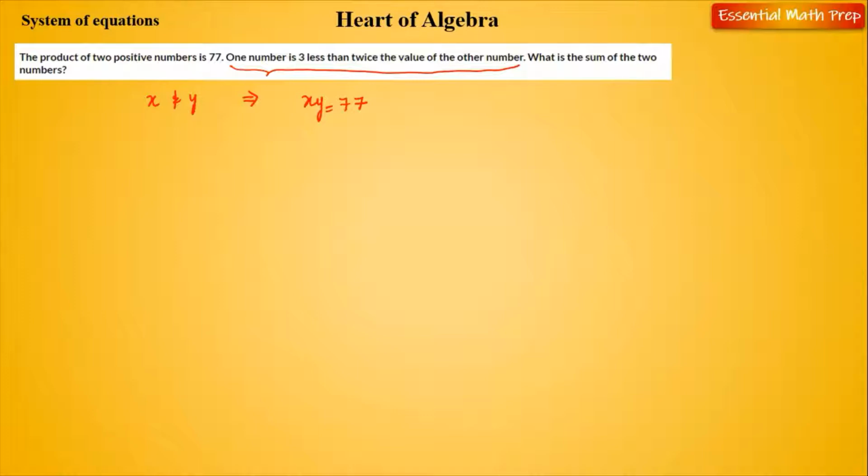As I said, you can choose either X or Y to solve this portion of the question. So one number is 3 less than twice the value of the other number. For instance, let's say we choose X equals twice the value of the other number minus 3. That's what it literally translates to. So X equals 2Y minus 3.